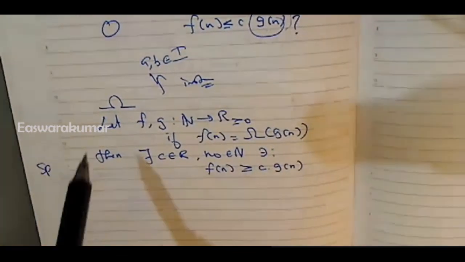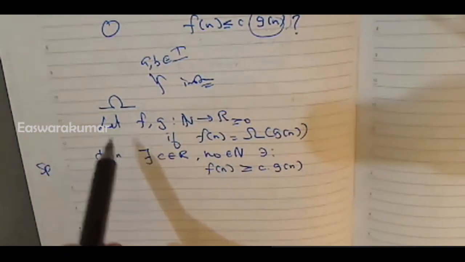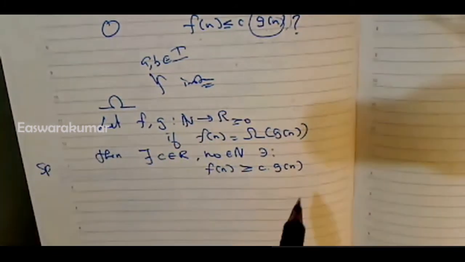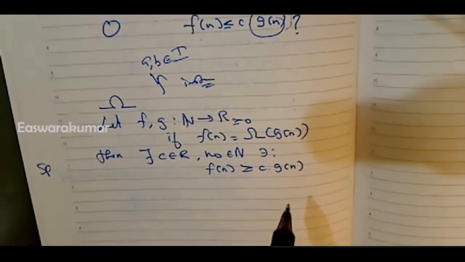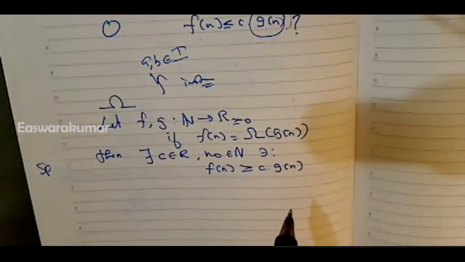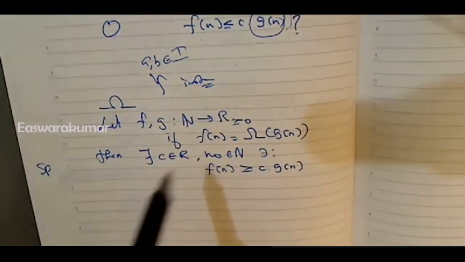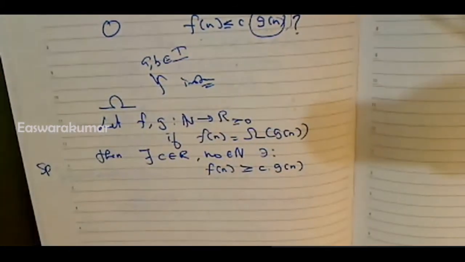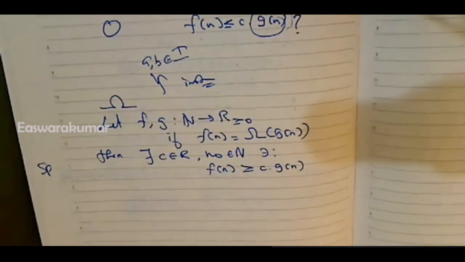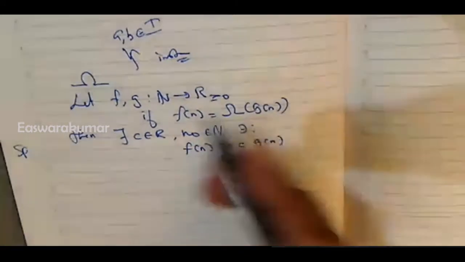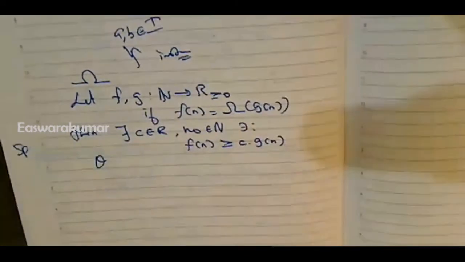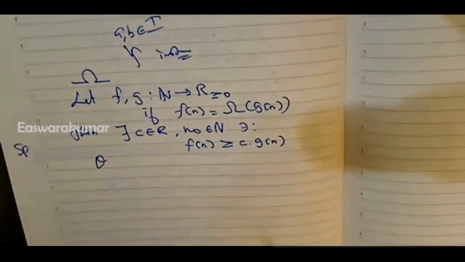Therefore, in this case, omega is required. Okay, omega is required to define the lower bound. So if we know the lower bound, then only we can conclude whether we have got the optimal complexity or not. Okay. So for that, theoretically, this notation is required. And one more notation that we also commonly use is called theta notation.